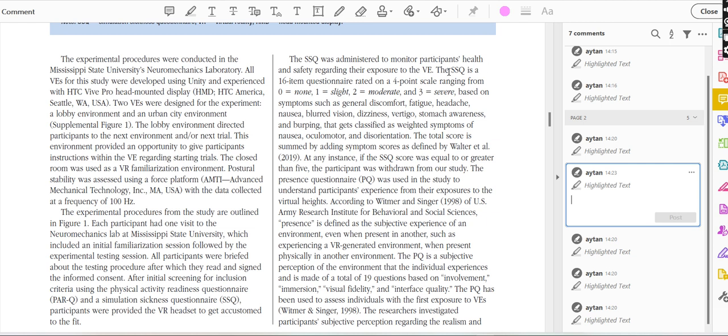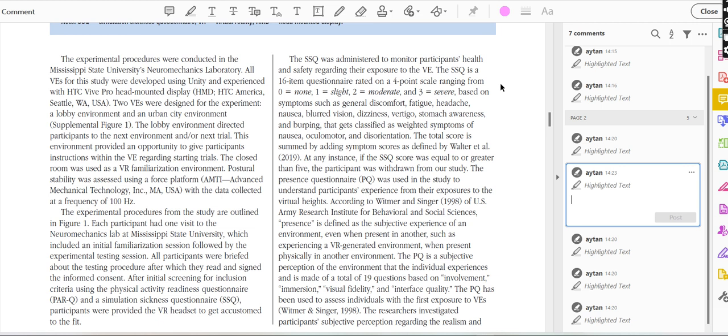The SSQ is a 16-item questionnaire rated on a 4-point scale ranging from 0 equals none, 1 equals slight, 2 equals moderate, and 3 equals severe, based on symptoms such as general discomfort, fatigue, headache, nausea, blurred vision, dizziness, vertigo, stomach awareness, and burping. That gets classified as weighted symptoms of nausea, oculomotor, and disorientation. The total score is summed by adding symptom scores as defined by Walter et al. At any instance, if the SSQ score was equal to or greater than 5, the participant was withdrawn from our study.